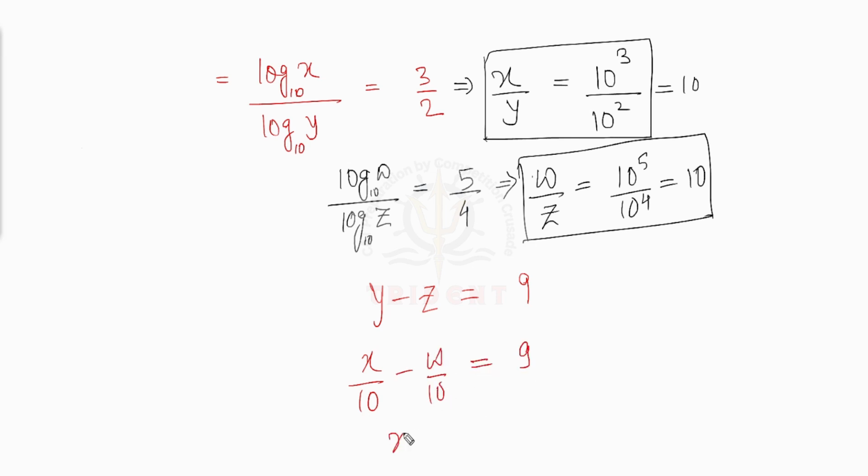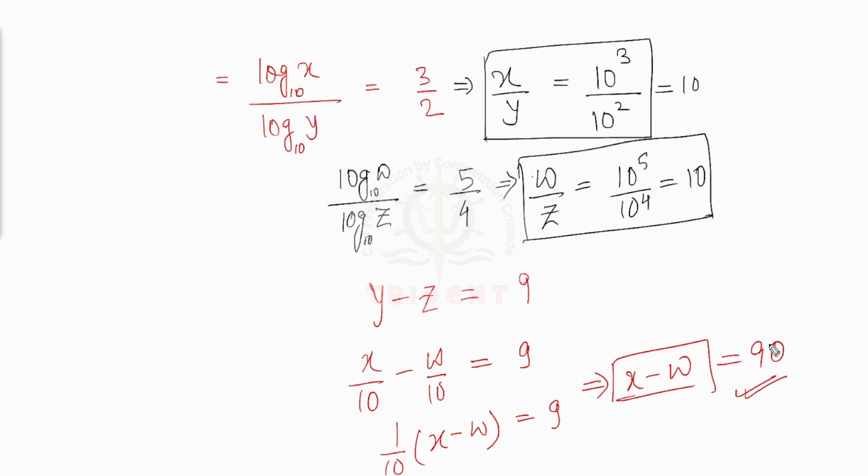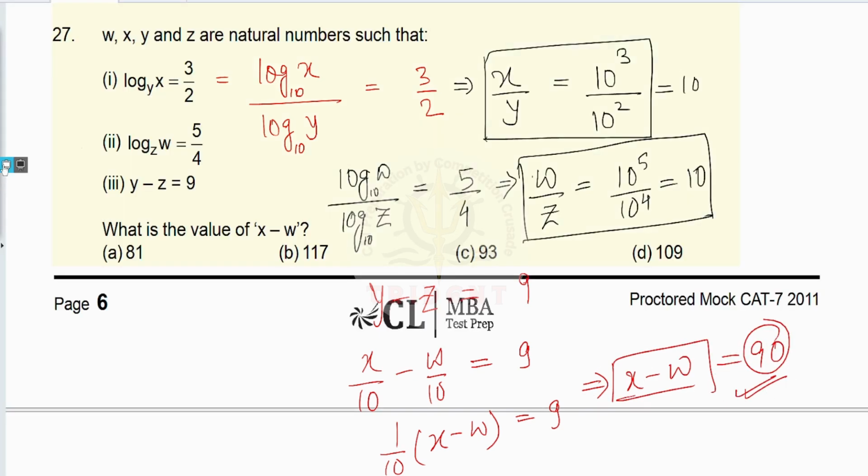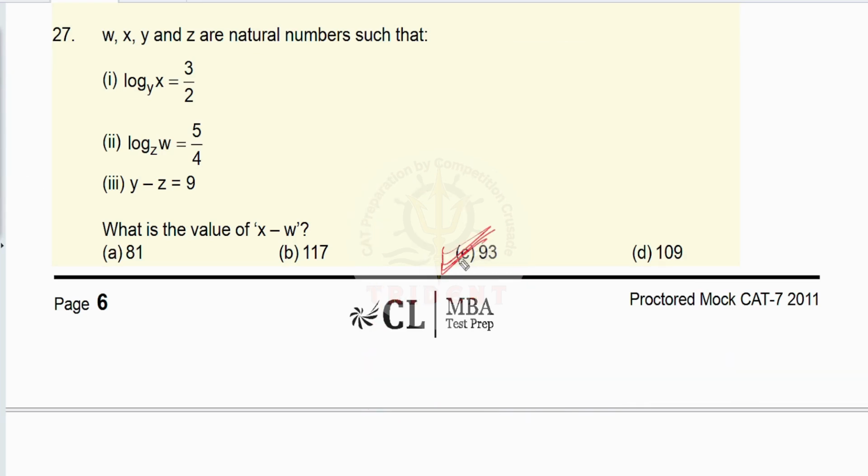Now if you take 10 common, you will get 10x. Or if I just take 1 upon 10 common, I can write it like this. Okay, that is equals to 9. Now if I transfer this 10 to the RHS, this will become x minus w is equals to 90. Now please remember, the closer option to this 90 is going to be my answer. Let's see. The closer option to this one is given in option number C.